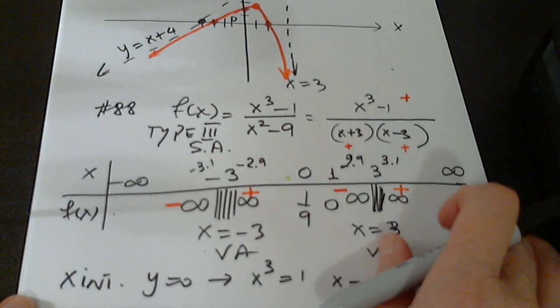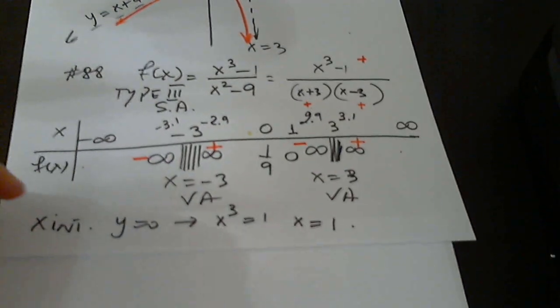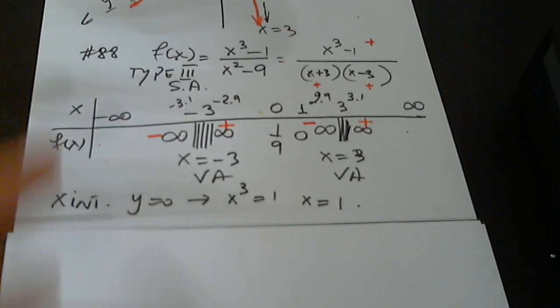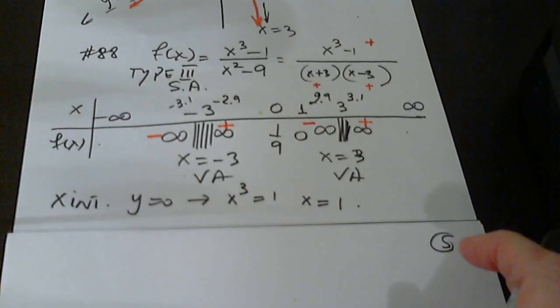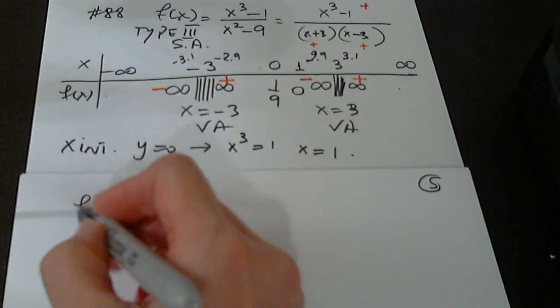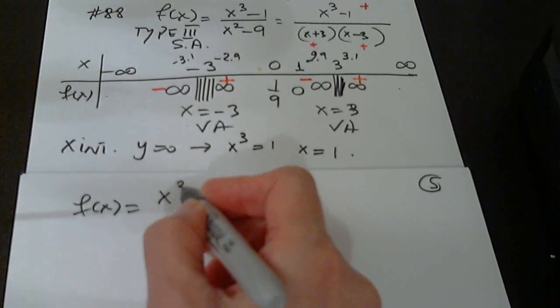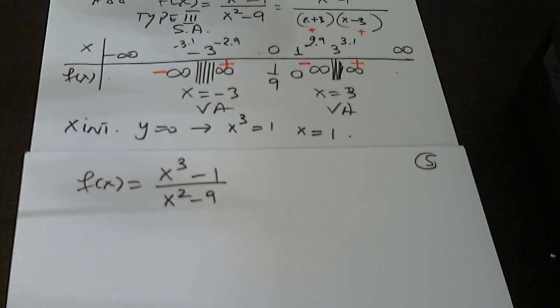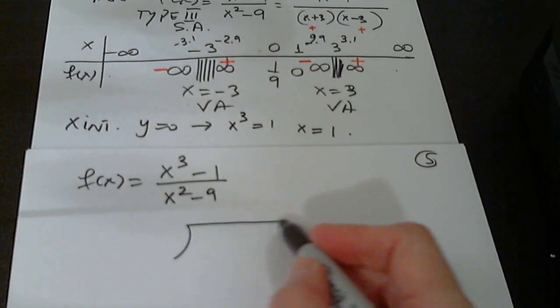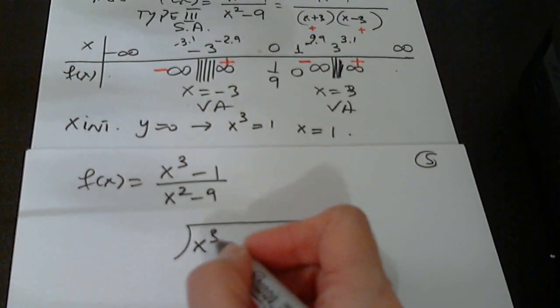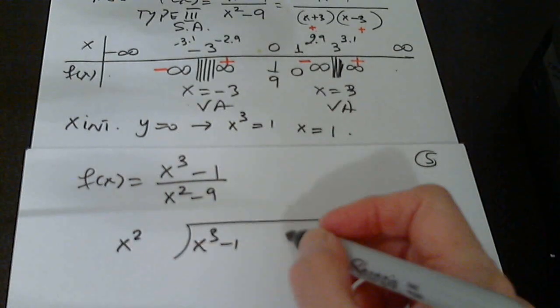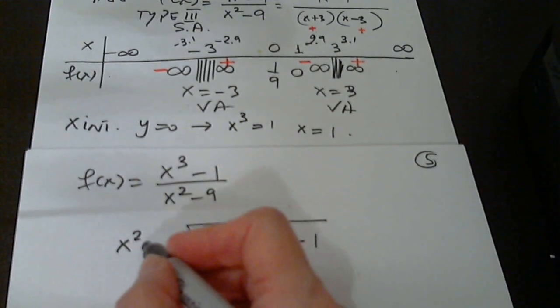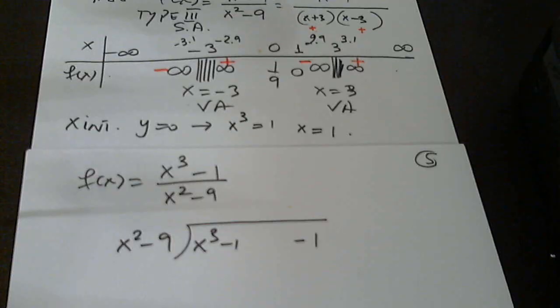Finally, this slant asymptote. We have to divide. Careful how we divide. It's only the long division. We cannot use the synthetic division. So f of x equals x cubed minus 1 over x squared minus 9. Long division. x cubed minus 1, x squared minus 9. Good.